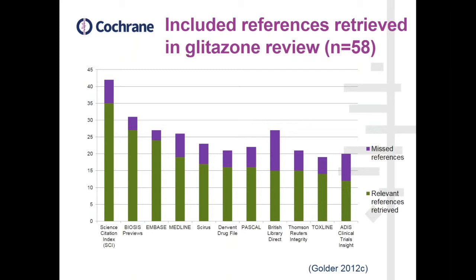And this is independent of the type of search strategy you use. The green indicates the number of references that I identified with my search strategy, and the purple is the records that I didn't retrieve with my search strategy that were actually contained on the database. So it's independent of my search strategy. Science Citation Index still performed the best.